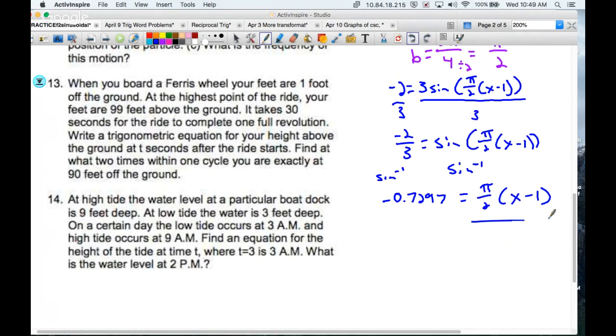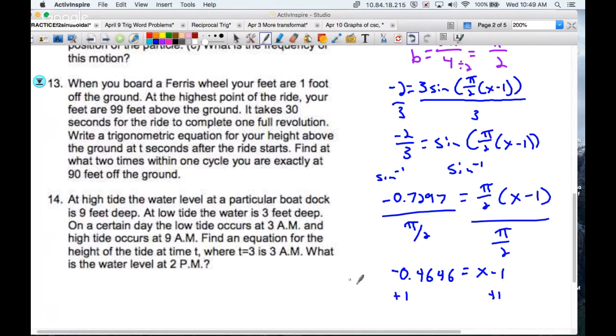Divide both sides by pi over 2. When I do this in the calculator, I'm going to divide my previous answer, but I'm going to keep the pi over 2 in its own set of parentheses. So that doesn't divide by pi and then divide by 2. It divides by the quantity pi over 2. I'll get negative 0.4646 equals x minus 1. Add 1, add 1.